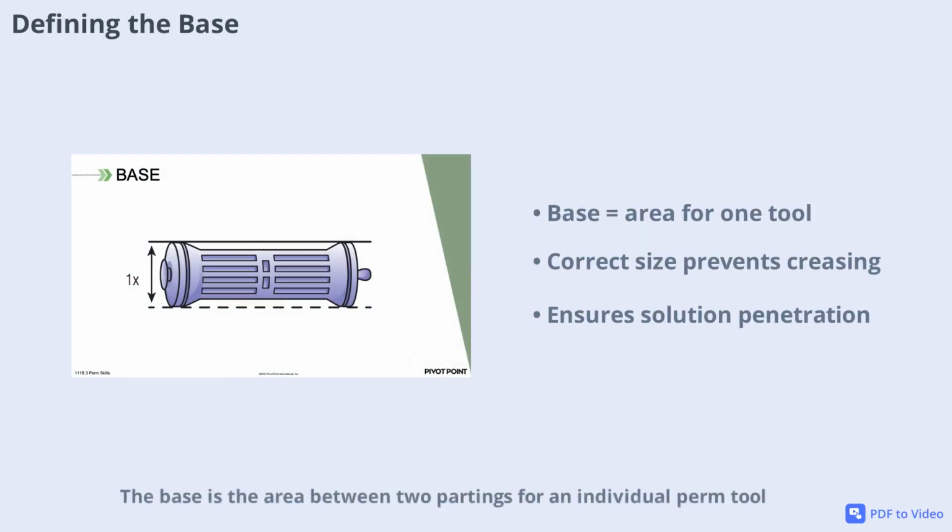The base is the area between two partings for an individual perm tool, also called a panel, blocking, or subsection. The size and shape of the base are determined by the length and diameter of the perm rod. Using the correct base size ensures proper solution penetration and prevents creasing or banding in the hair.